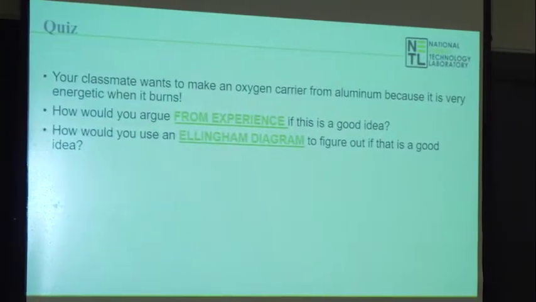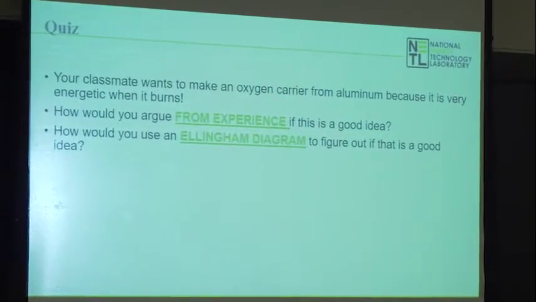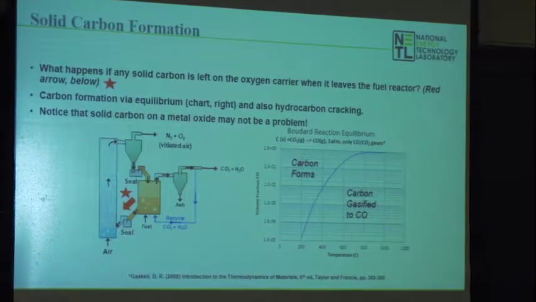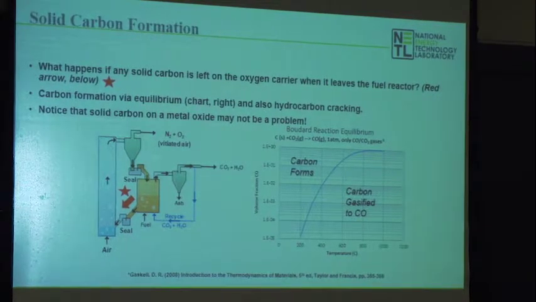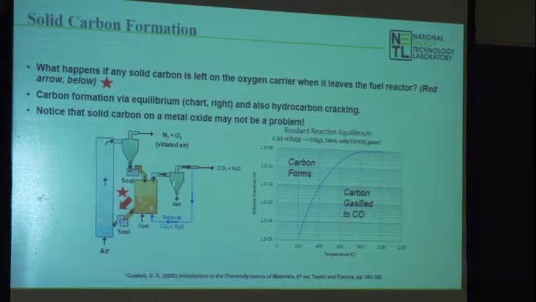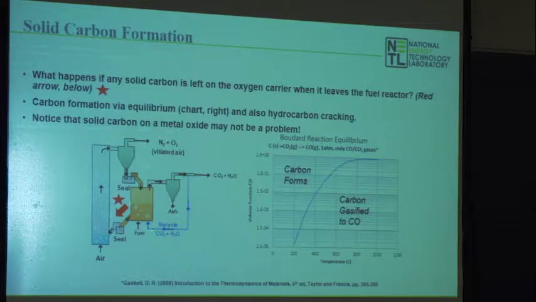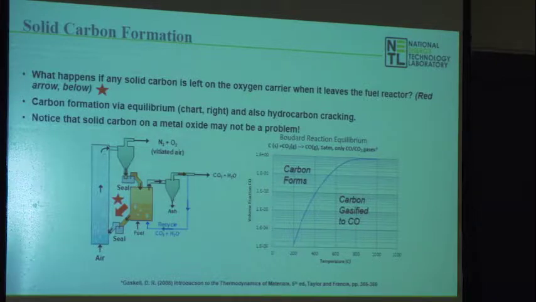Okay, and then also you just argue from your experience, you know, alumina is a refractory. Exactly, good point there. Okay, we got to talk a little bit about solid carbon formation, understand chemical looping. If you have this chemical looping system where the fuel is reacting with the metal oxide in this region, what happens if some carbon actually makes it out of this region and gets into the air reactor?